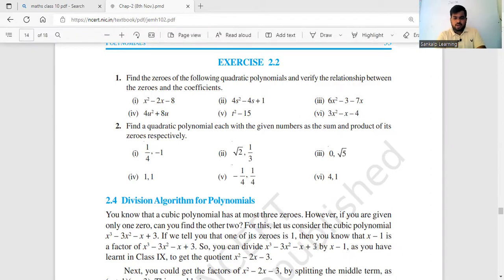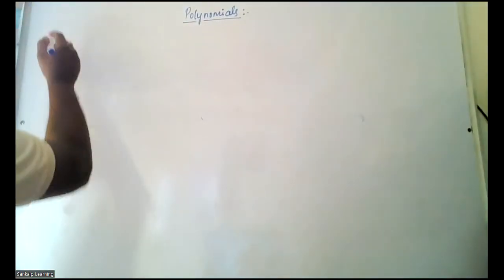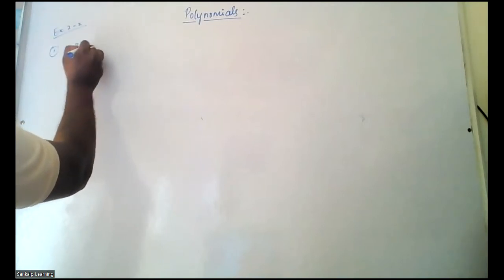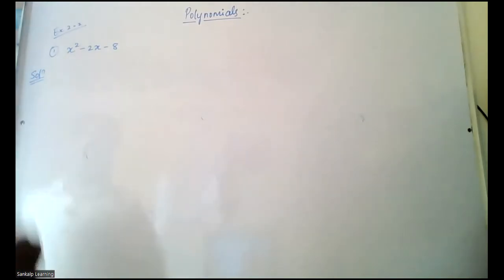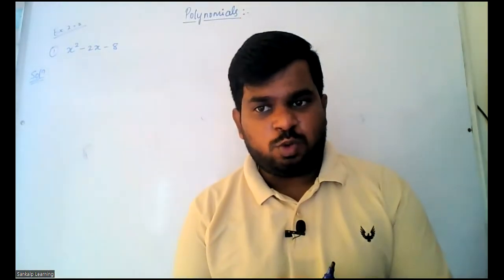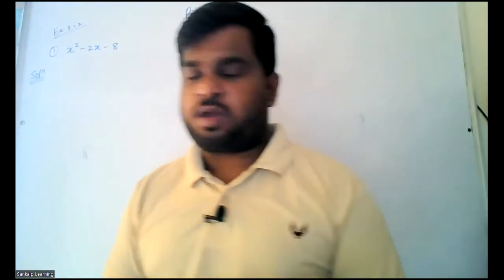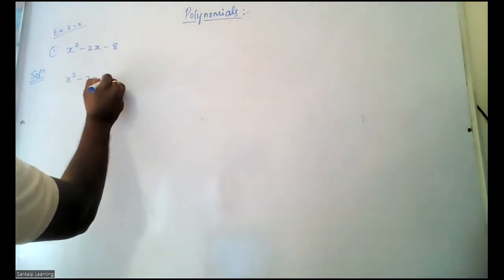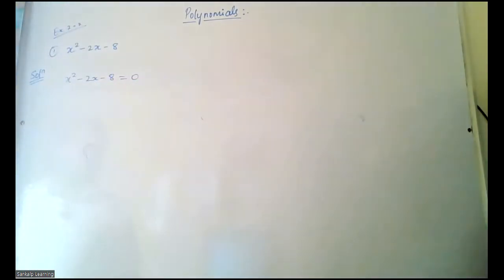The first question in exercise 2.2 is x square minus 2x minus 8. First we have to find the zeros. What are we trying to do? Zeros means we are trying to find a value which, when substituted in the place of x, gives the final answer as 0. So for that, the first step is to take this polynomial and equate it to 0, because the final answer that we are expecting is 0. That's why we are equating it to 0.